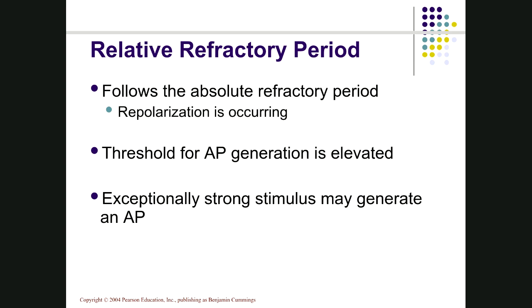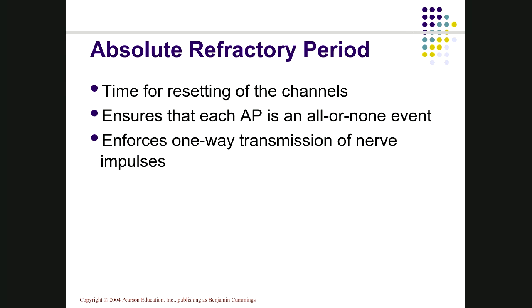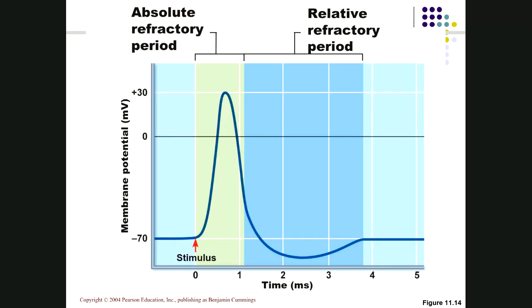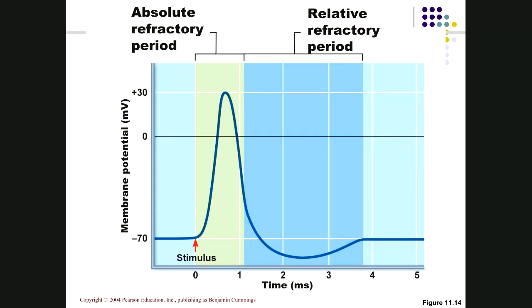Now it's divided up into two parts. One part is called the absolute refractory period, and the other one is called the relative refractory period. During the relative refractory period, if you have a really, really strong stimulus, the channels will go ahead and open, and you can get an action potential. So, absolute, relative. No way to get an action potential here. No way at all. But here, if you have a big, big stimulus, then yes, you can get an action potential.